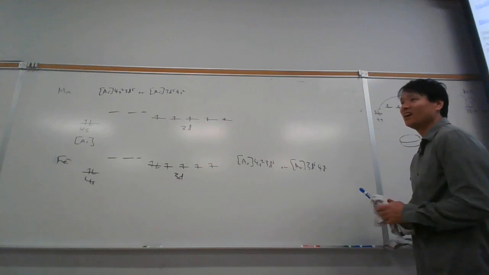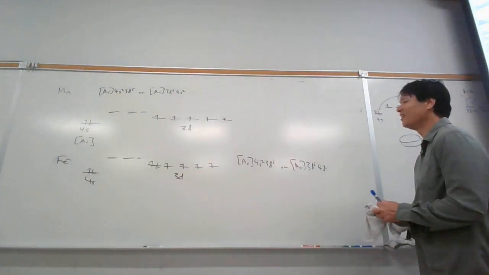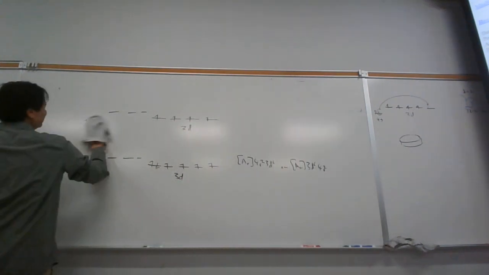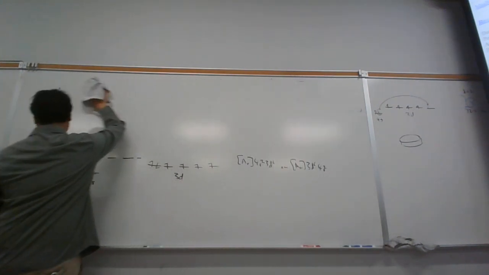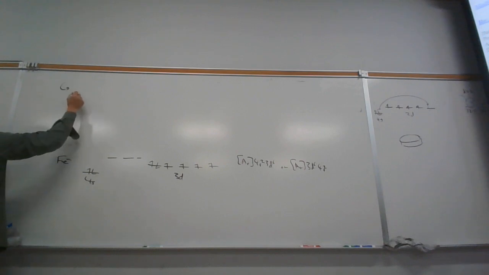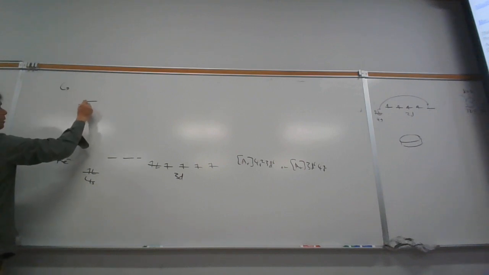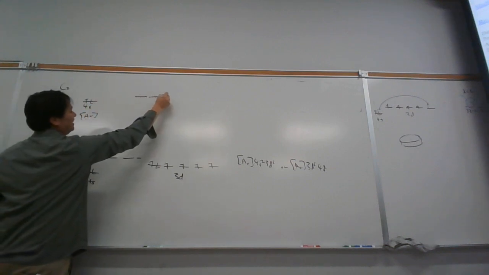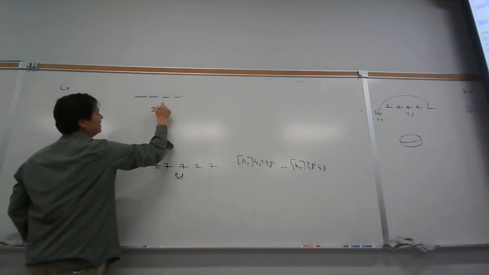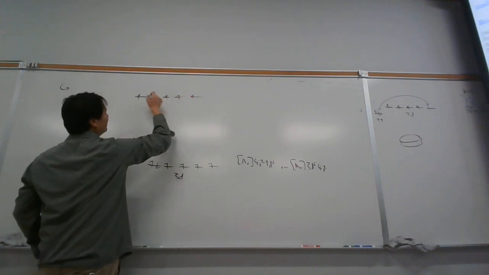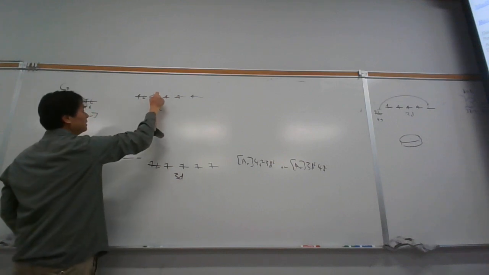Okay, after iron comes cobalt. So let's do cobalt next here. Which would be 4s2 3d7, right? 1, 2, 3, 4, 5, 6, 7.